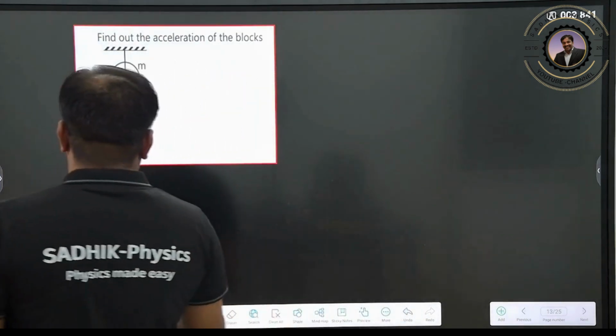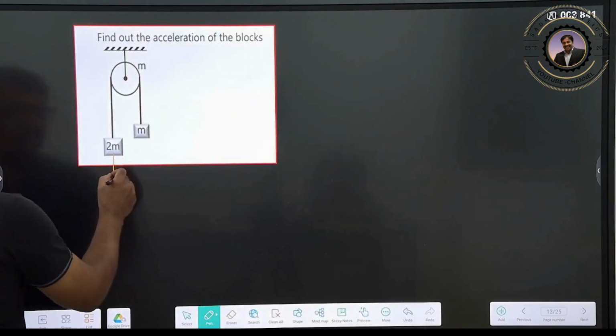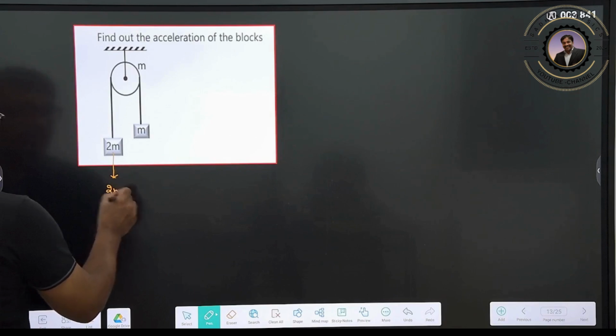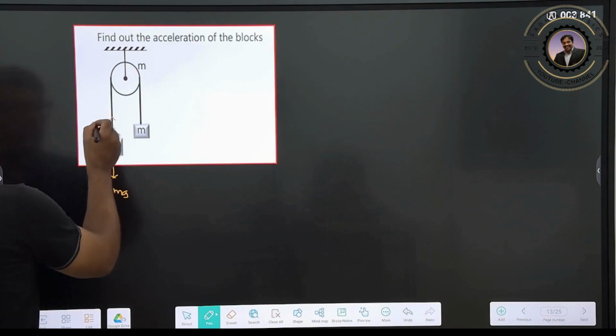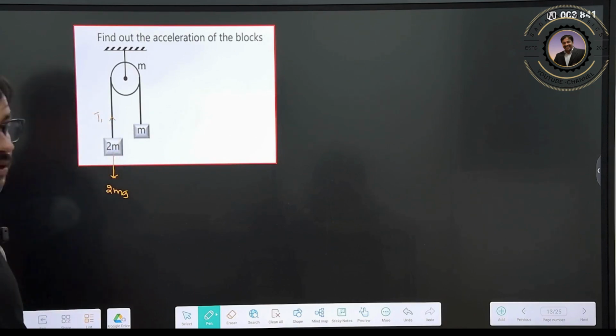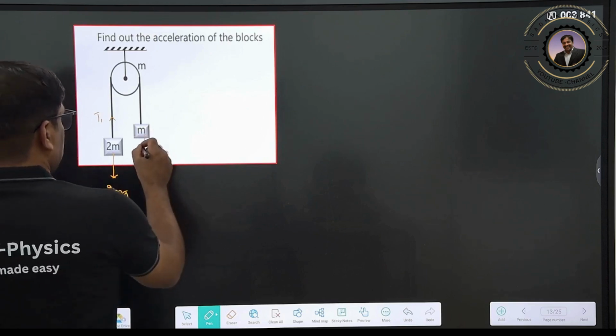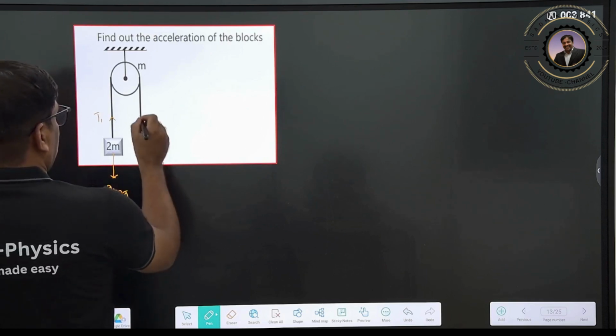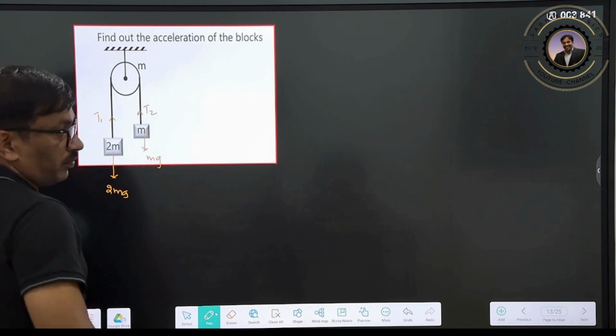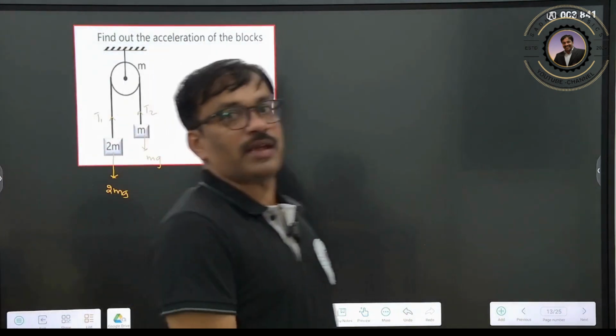So let us see here, the downward force. What is the downward force? That is nothing but 2 mg. Due to this, the tension is, suppose, T1. Now due to this one, this force is how much? Mg. Due to this, the tension is T2. Right? Here the tension is not the same.